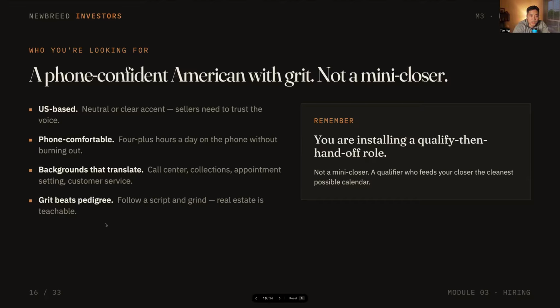But at the end of the day, for a setter, the grit beats your skill. The grit beats your pedigree, right? They have to follow the script and they have to grind. They do not need any real estate experience when they join. So do not look for somebody specifically with real estate experience. I think, in my opinion, hiring people in the real estate community is not a good move. Some of my best setters, my best closers came from other industries, because real estate is teachable.